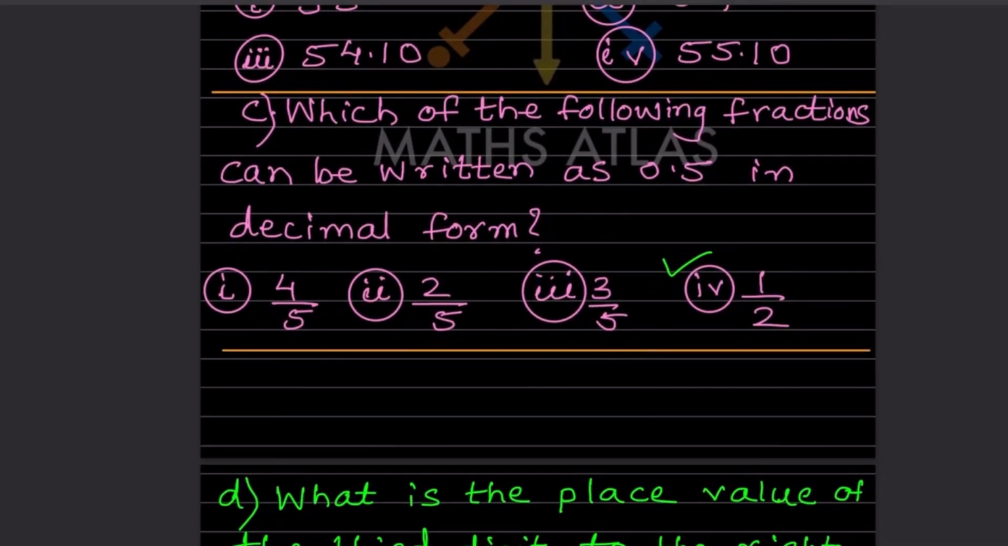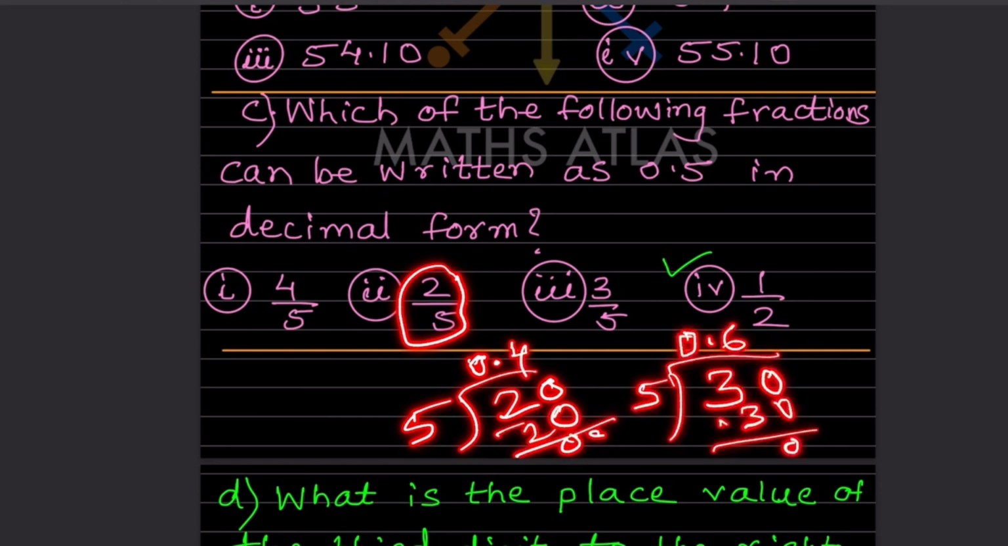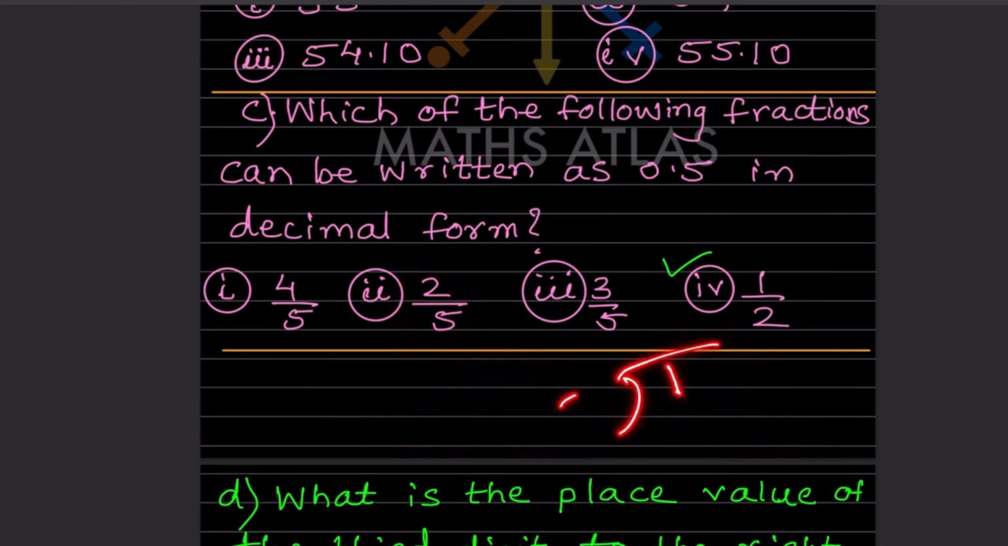Which of the following fractions can be written as 0.5? So when you divide 4 by 5, since this is not divisible, you write 1 0. So here will be 0.5 8s are 40. So this is not 0.5. Same with 2 divided by 5. You put here 1 0. So here, because you put 0, you will get 0.5 4s are 20. So this also is not possible. 3 divided by 5. So you put here 0. So you write 0.5 6s are 30. So this also is not possible, 0.6. Now we will look at 1 by 2. 1 divided by 2. So you put here 0. 0.2 5s are 10. So this is the correct option.